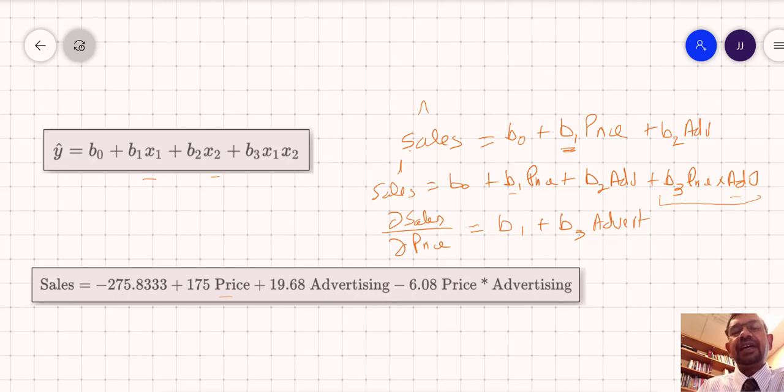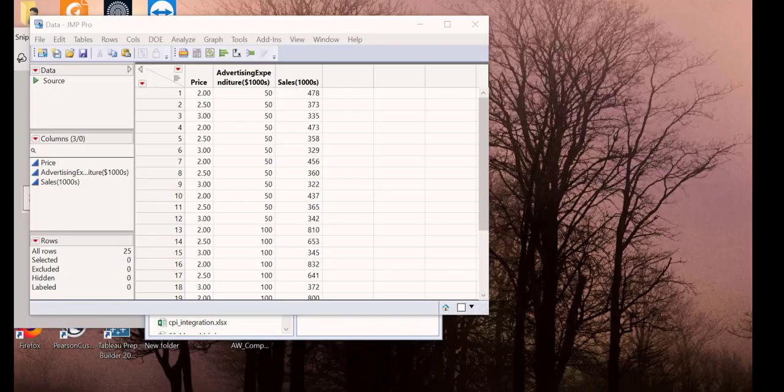So maybe at the average ad spending, we would have a different effect of a dollar change in price on our revenue change. At the first quartile, it could be a different effect. At the third quartile, it could be a different effect. So here, we need to also identify the value of advertisement that we are referring to in studying the true effect of a change in price on our unit change in sales. And let's see how we can implement this in JMP.